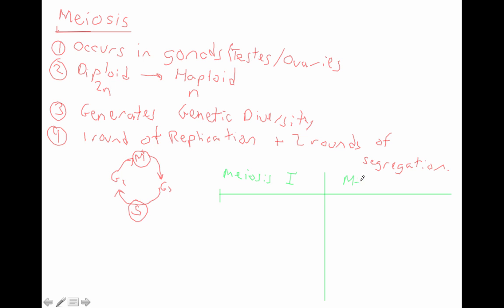These 2 rounds of segregation can be broken into meiosis 1 and meiosis 2. They're the same 4 stages we had in mitosis, except we are going to break them down by calling the first set prophase 1, metaphase 1, anaphase 1, and telophase 1. And then meiosis 2 just redoes this again. So we call it prophase 2, metaphase 2, anaphase 2, followed by telophase 2.